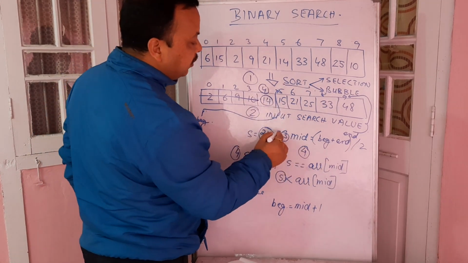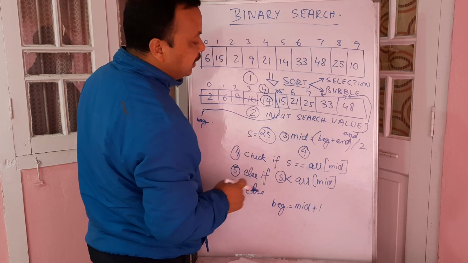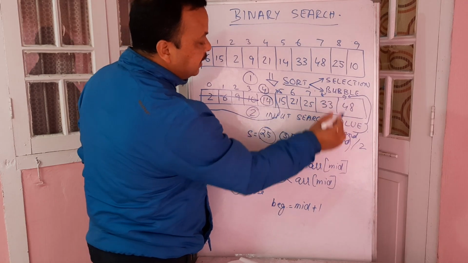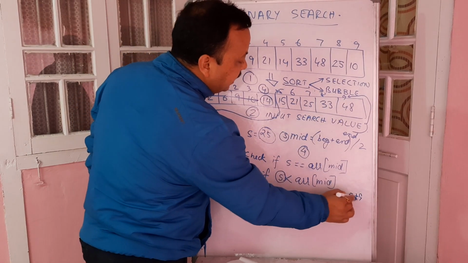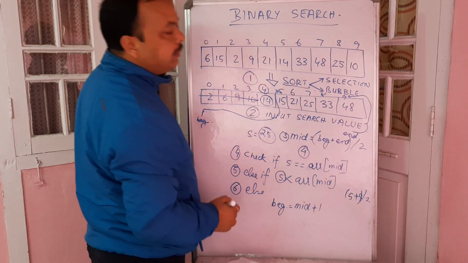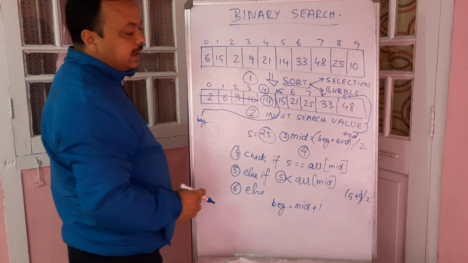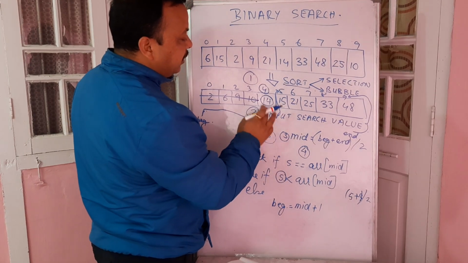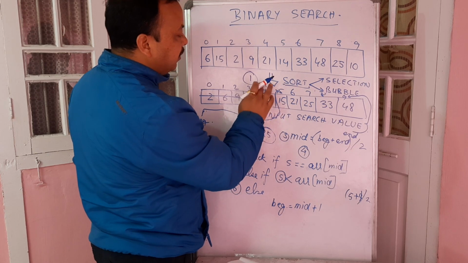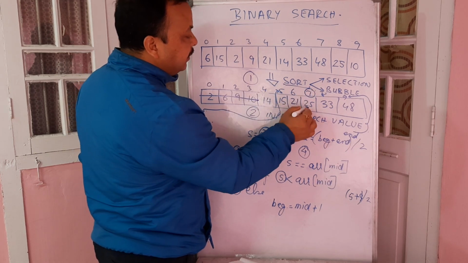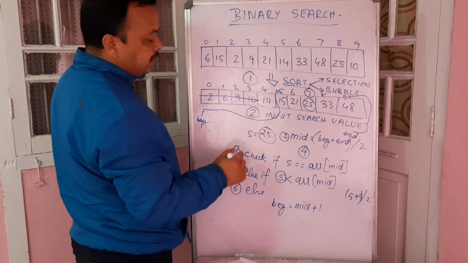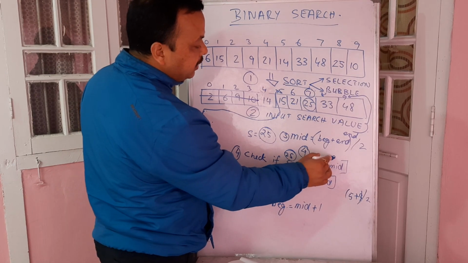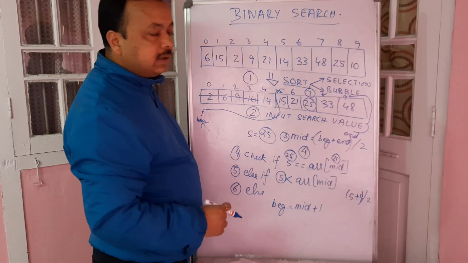So you recalculate, going back to the third step. You calculate the mid position. Beginning is 5 plus end is 9, so 5 plus 9, the whole thing divided by 2. 5 plus 9 is 14, divided by 2 is how much? 7. Since the midpoint is now 7, it will point to 25. We check if the search element, which is 25, matches array of 7, which is also 25. So they match, and the search is successful.